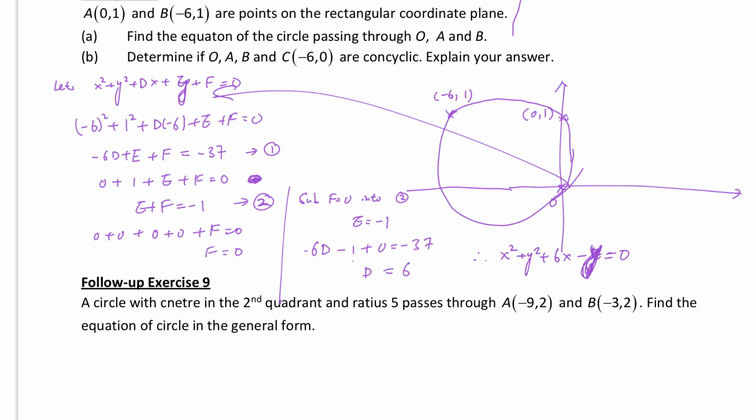Okay, part B, not very difficult, so I don't want to go through it, because the main idea is how to find the equation of circle if we know 3 points of the circle. How to determine whether O, A, B, and C are concyclic? That means you need to substitute C back into the equation to see if C is on the circle. If C is on the circle, that means these 4 points are concyclic. If not, that means O, A, B, C are not concyclic.